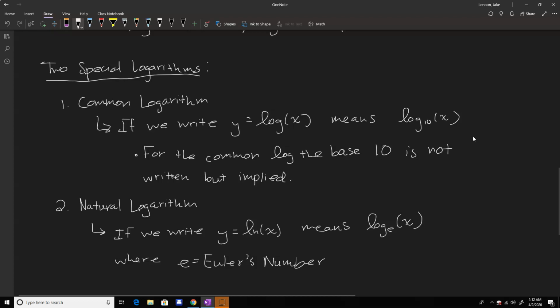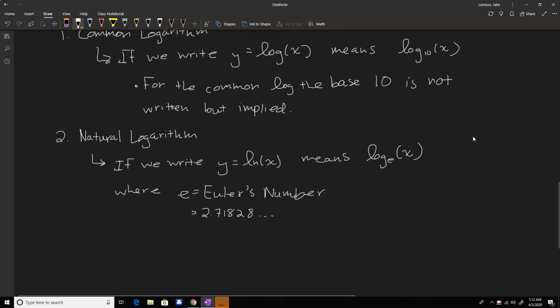And that has value 2.71828, and it's one of those irrational numbers that continues forever, and there's no pattern that ever develops from the decimal expansion.